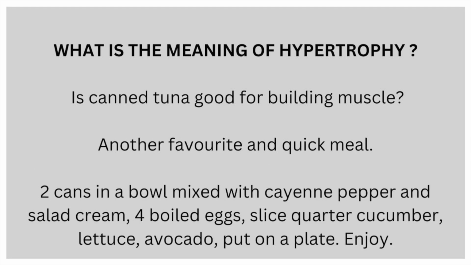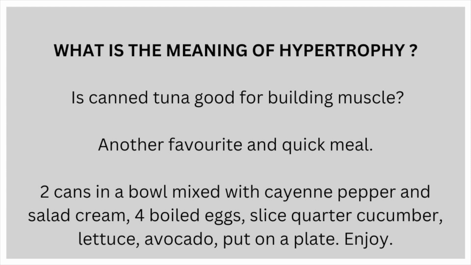Here's another quick, high protein, low fat meal. This can work with tuna or mackerel or even sardines. Bust 2 cans, put in a bowl, mix with cayenne pepper, put some salad cream in it as well, mix up nicely, put aside. Boil 4 eggs, wait for them to boil, peel them, put aside.